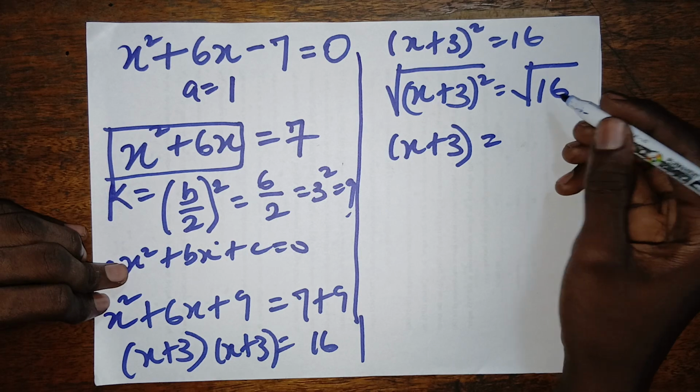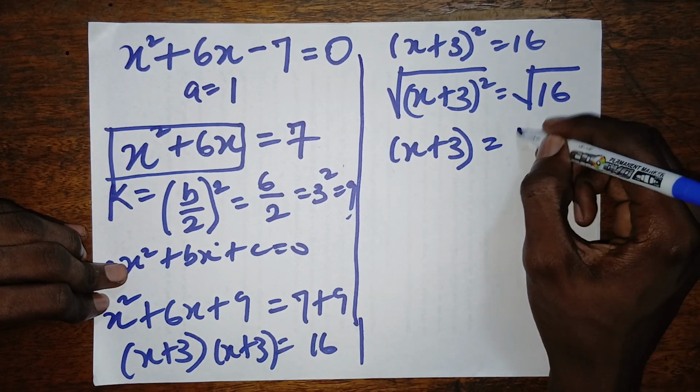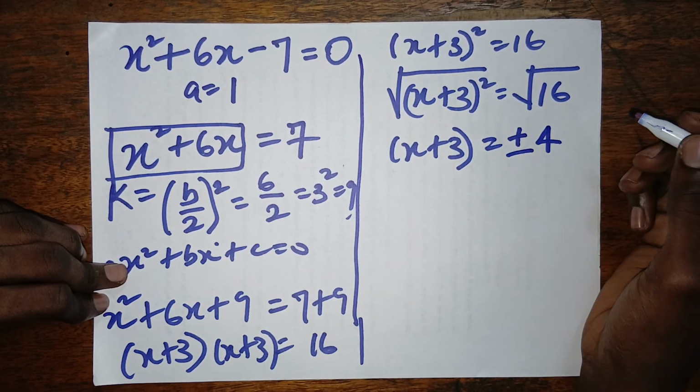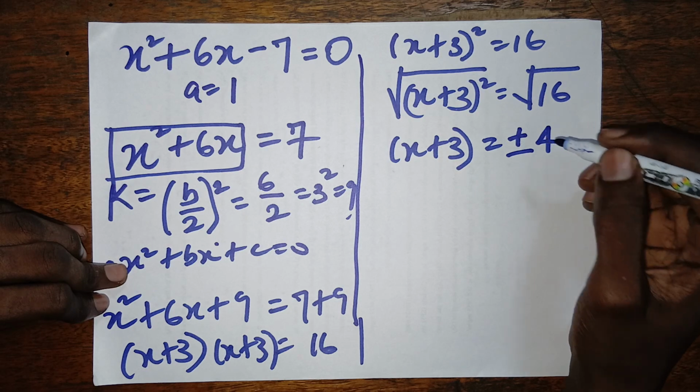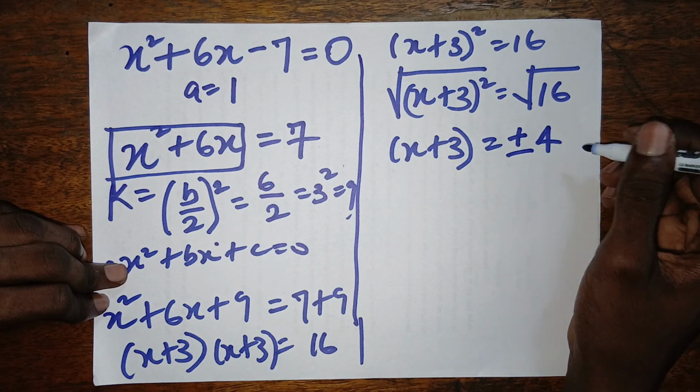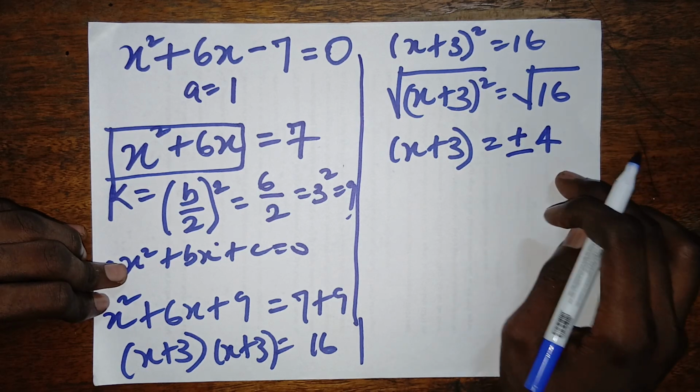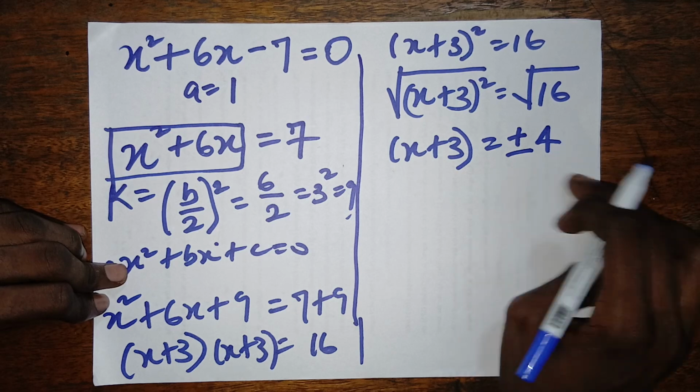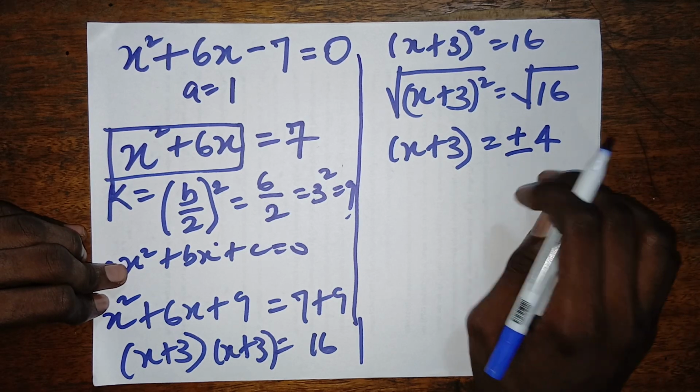You notice that when you take the square root of any number, you have plus or minus 4, because if you multiply plus 4 times plus 4, you get 16, and minus 4 times minus 4, you also get 16. So that's why you have this. It's very paramount. Most of my students make mistakes here, so take note of that.